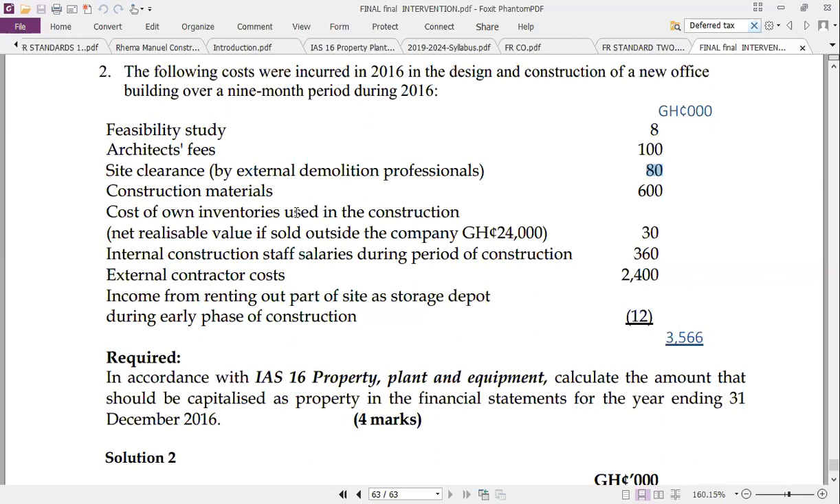Then income from renting out part of the site as a storage depot during the early phase of construction. Maybe there was some space which we had not utilized in the initial stage, so we rented it to some people to use as their distribution center or depot, and they gave us 12,000. Should we subtract it? Obviously you can net it, right? No, you can't do that. It shouldn't be part; it should go to other income in the profit and loss.